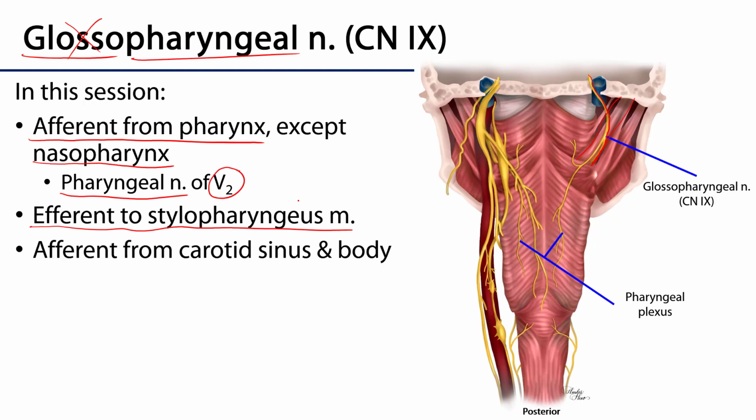Also, 9 afferently serves the carotid sinus and body. So those are going to be features that are down around the common carotid, the bifurcation of the internal and external carotid for measuring blood pressure through baroreceptors in the wall of the carotid sinus, as well as chemoreceptors in the wall of the carotid body.